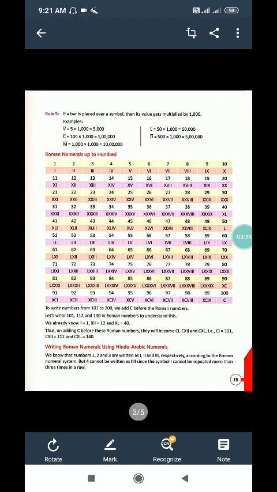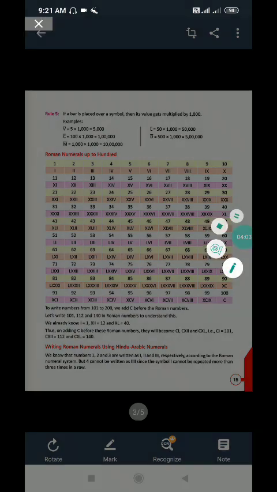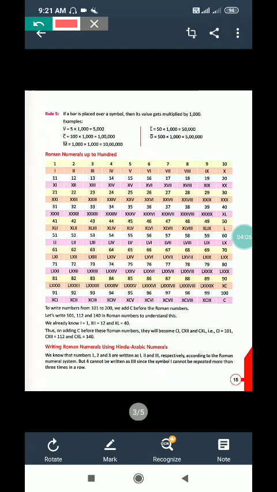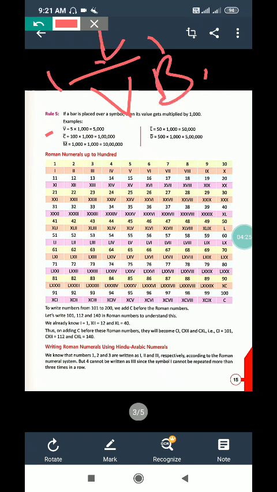Now let's move to another rule, rule number 5. It tells that if a bar is placed over a symbol, then its value gets multiplied by 1000. For example, one example is given, V with a bar. This one is called a bar. Understood? If a bar is given on a symbol, then its value is multiplied by 1000.